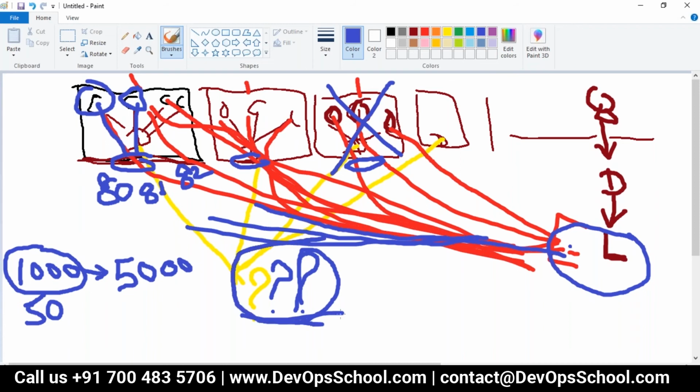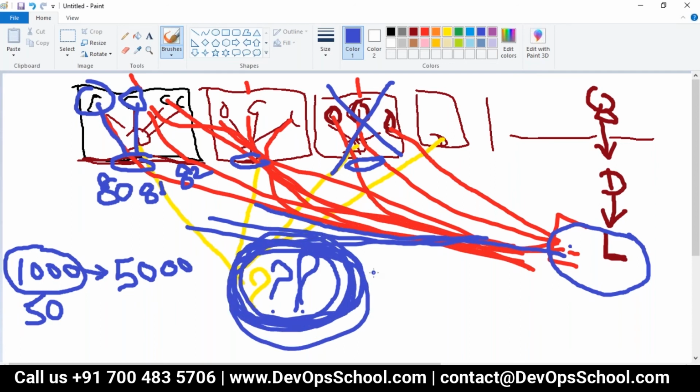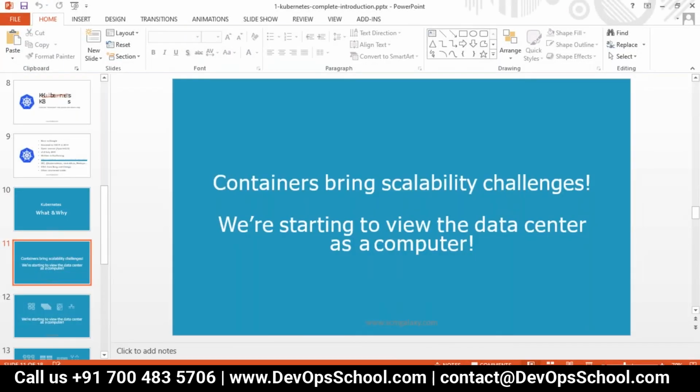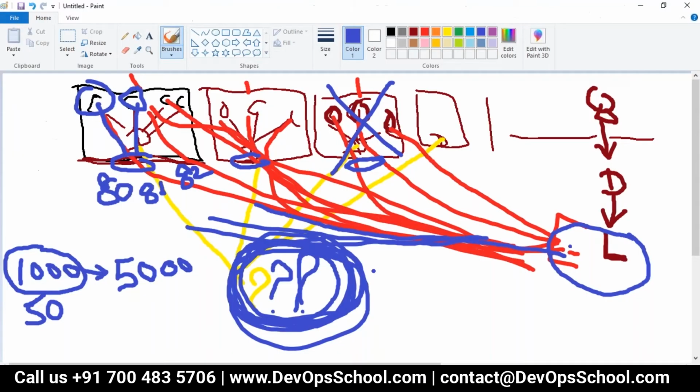So guys, this is the problem with containers. We don't have this feature with Docker. All these are question marks. That is the reason that when we bring container technology to operations and production, it has challenges. So now, did you understand this statement? Containers bring scalability challenges. Did you understand that? Yep.